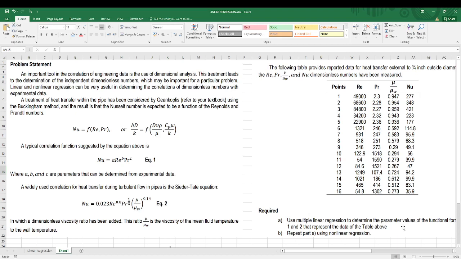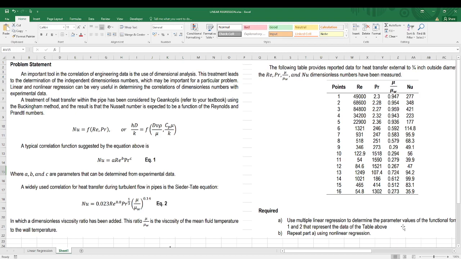So linear and nonlinear regression can be very useful in determining the correlation of the dimensionless numbers with the experimental data. The treatment of heat transfer with the pipe has been considered by Giancoli using the Buckingham method, and the result is that the Nusselt number is to be expected as a function of the Reynolds and the Prandtl numbers. Now, as you can see, Nu is a function of Re and Pr.